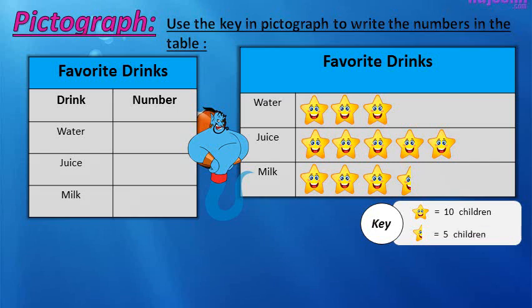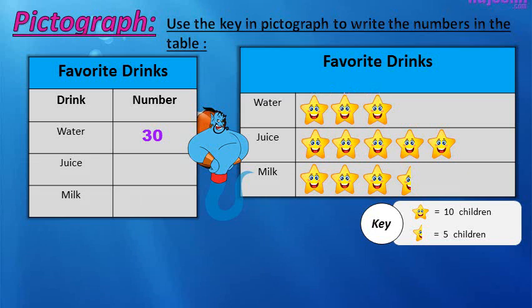Let's fill in the table we have here. Get the data and put it inside this table. I want to know how many children like water. So from the pictograph I have how many? I have 3 stars, and I'm going to replace each star by 10 children. So I'm going to put 10 plus 10 plus 10. Counting by 10, 10 plus 10 plus 10 gives me 30. So there are 30 children who prefer water.